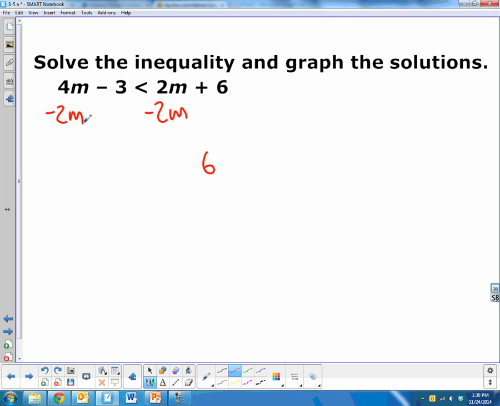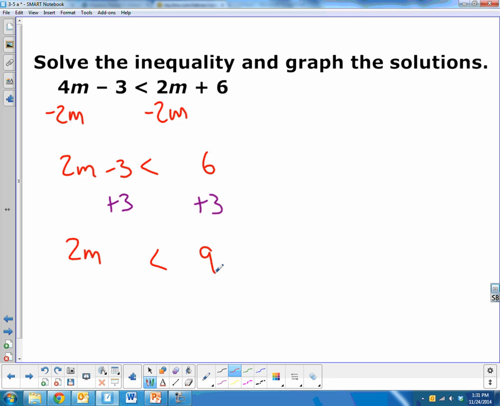So 4m's minus 2m's is 2m's. I still have the minus 3 and the less than. Now, you don't have to leave that big space there on the right side, but I'm going to. Now, to isolate the variable, to get the variable all by itself, I have to get rid of that minus 3 right there. So I'm going to add 3 to both sides. Again, the addition property of equality, although it's not an equal sign, but same idea. So we end up then with 2m's. I'm going to leave a big space because minus 3 plus 3 is nothing. And 6 plus 3, we get 9.